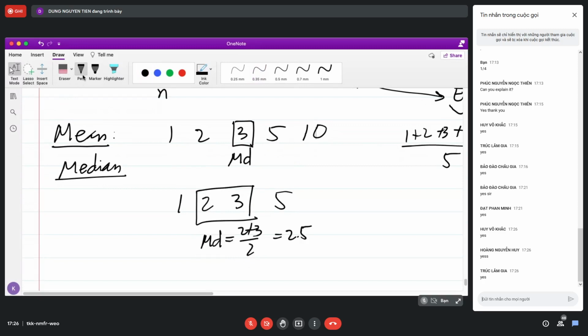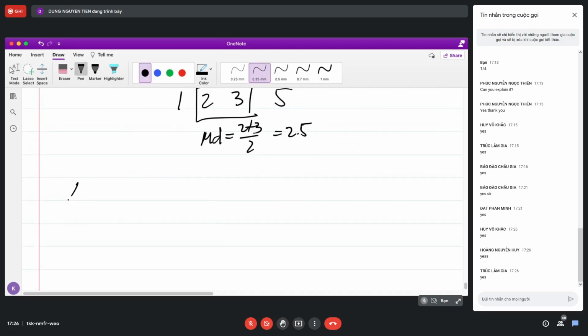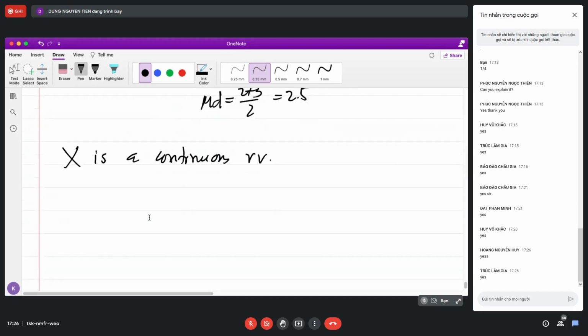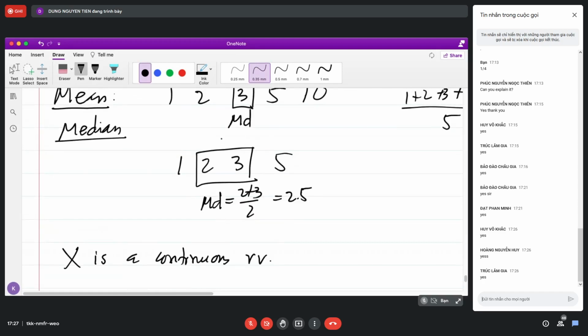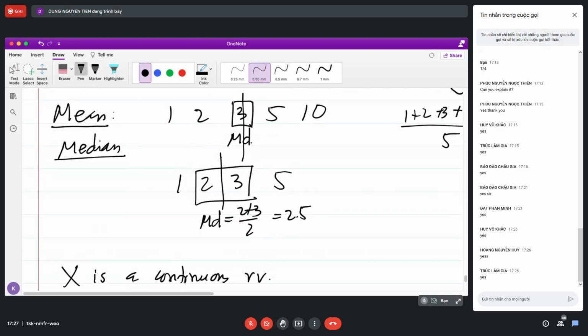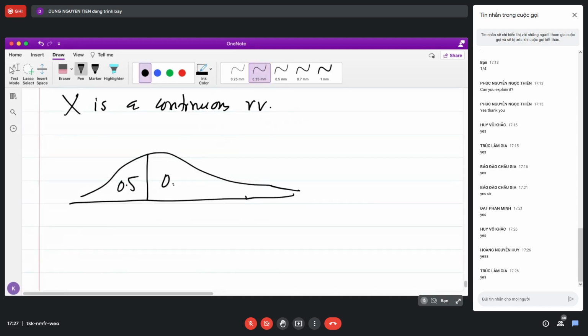How can we define the median for a population? Suppose that X is a continuous random variable. Then you come up with the following density function. Then the median is the point that divides the whole distribution into 2 equal parts. So you get 0.5 for this and 0.5 for this one.